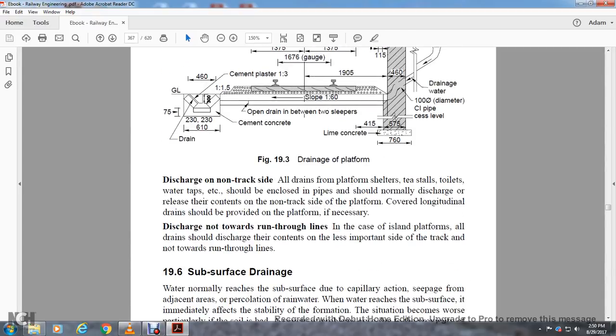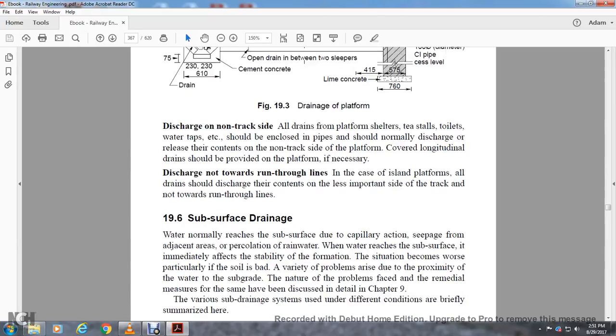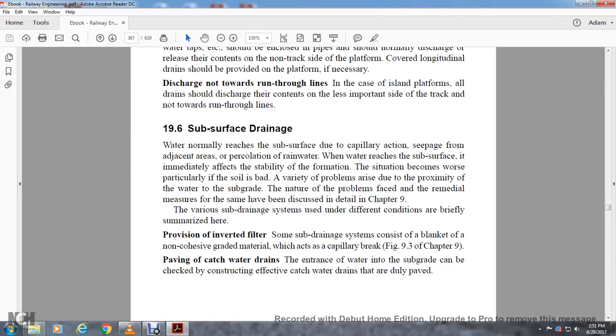Discharge on the non-track side. All drains from the platform shelters, tea stalls, as well as water taps should be enclosed with pipes and should normally be discharged on the non-track side of the platform. Longitudinal drains should be provided within the platform where necessary. Discharge not toward the run-through lines that keep the island platforms. All the discharge should go to the less important side of the track, not towards the run-through lines.